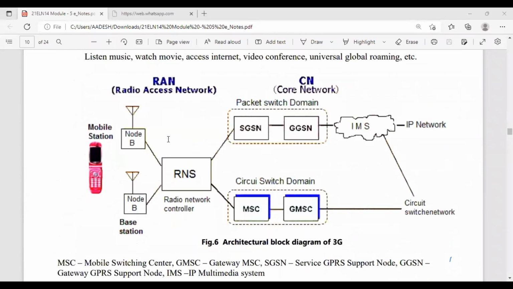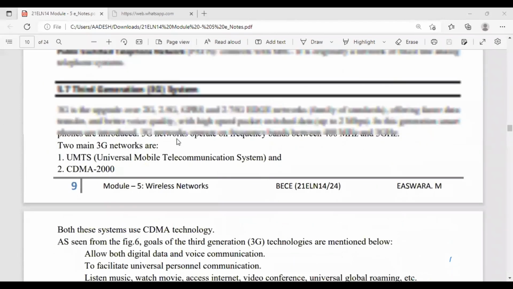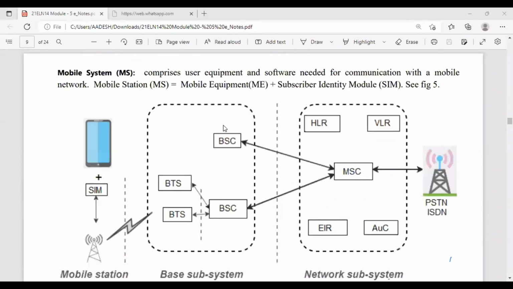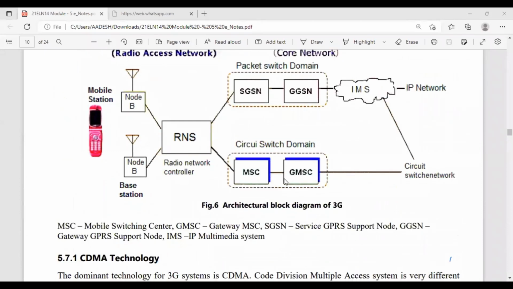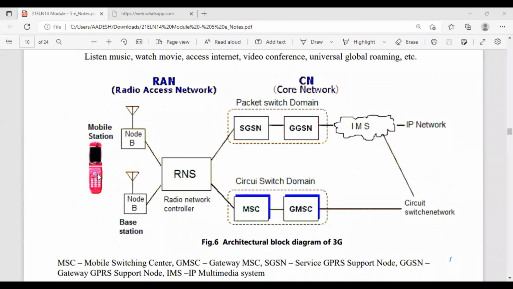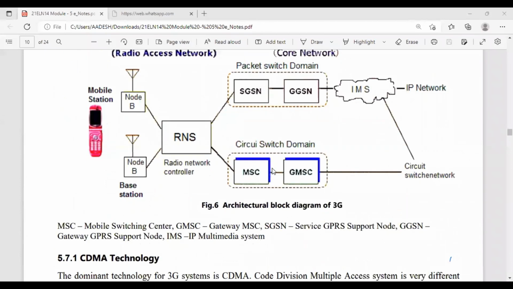And you can see the architecture. Just now we have seen the architecture of GSM. Now GSM means 2G. Now how is the architecture of 3G? Okay, this is the architecture of 3G, where the mobile station will remain the same. This is the user part, this is the base station part, and this is the network subsystem part, right? In the network subsystem part, we have the packet switch domain and the circuit switch domain.